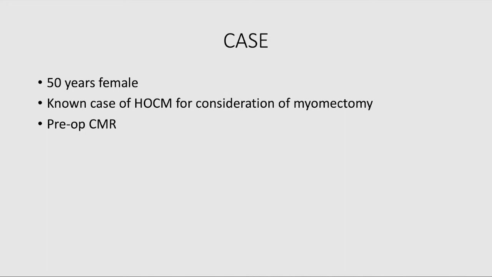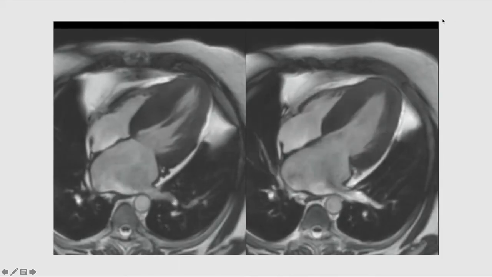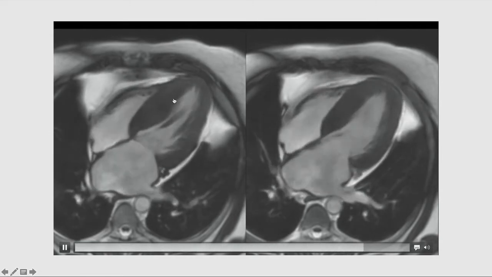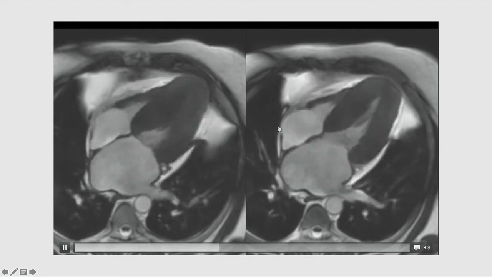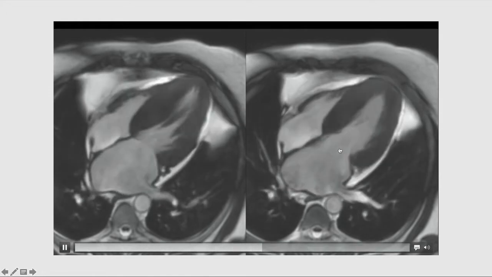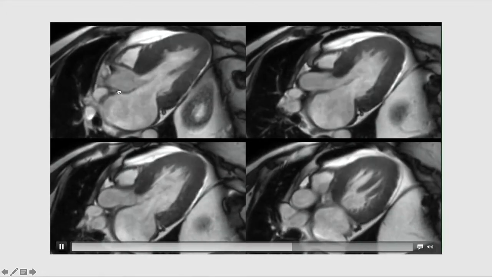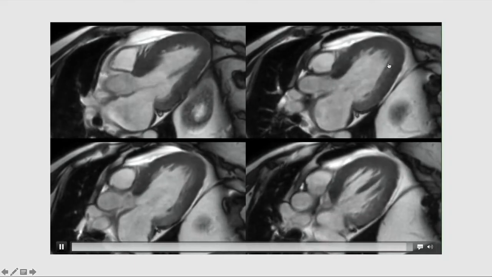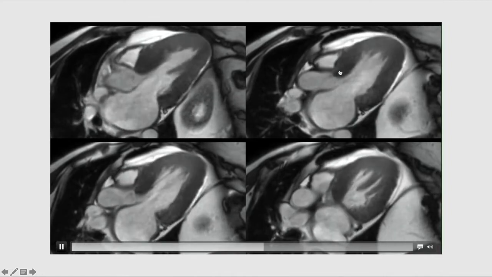Coming to the next case, this case is that of a 50-year-old female who is a known case of HCM, and she is being considered for surgical myectomy. So pre-op MRI was asked for this patient for procedural planning. In the four chamber view, we can directly see that the extent of the hypertrophy is not very severe in this patient. But on the four chamber, you also see one more important finding, that the papillary muscle is actually arising in the apical segment, and you are seeing certain eccentric MR as well in this patient. On three chamber views, you can again see that the papillary muscles are arising from the apical segment, and the severity of the septal hypertrophy is very less.